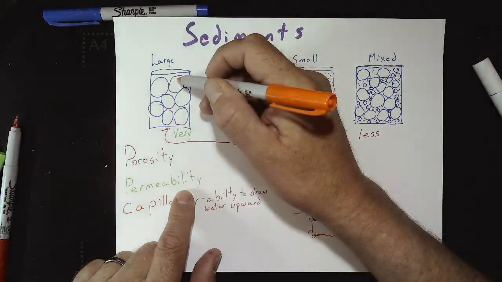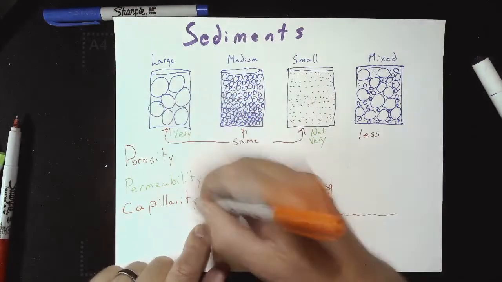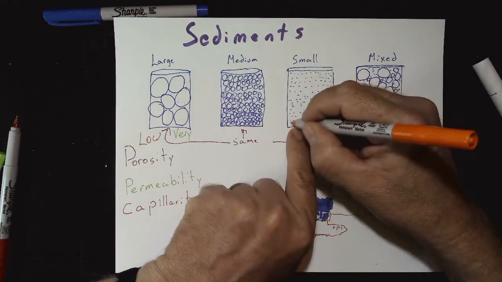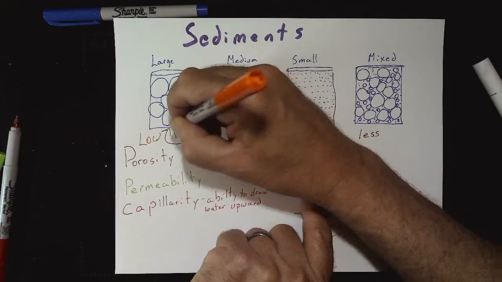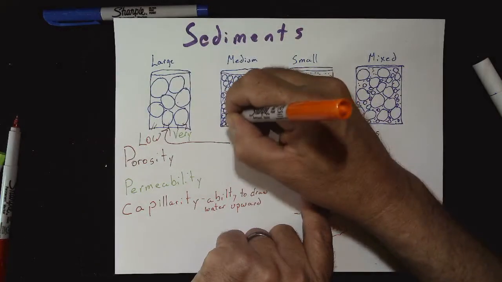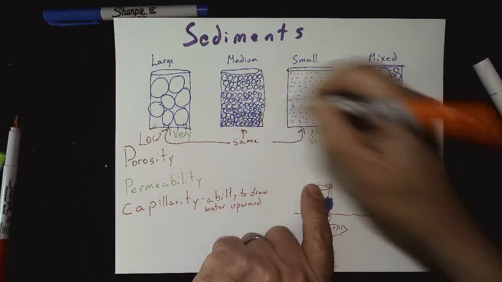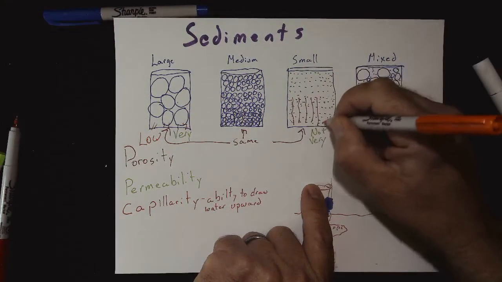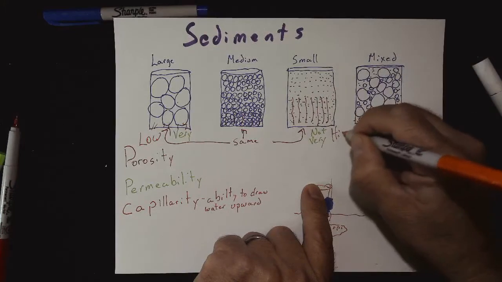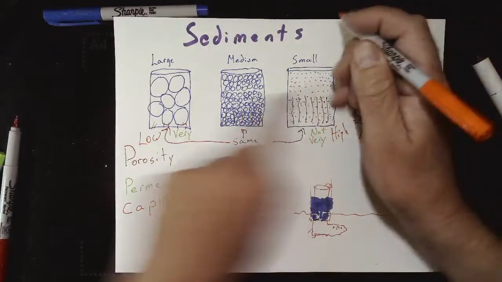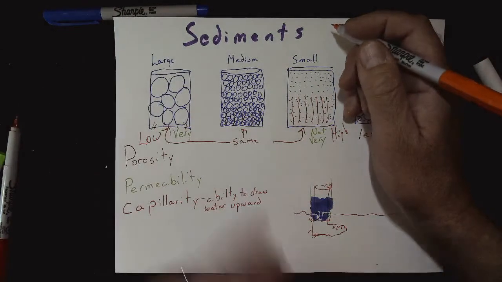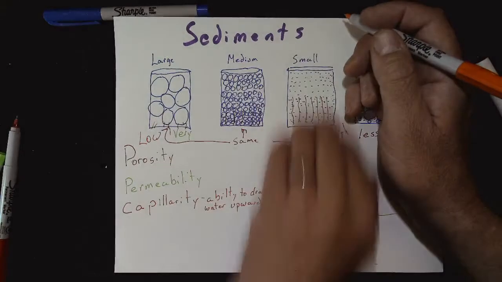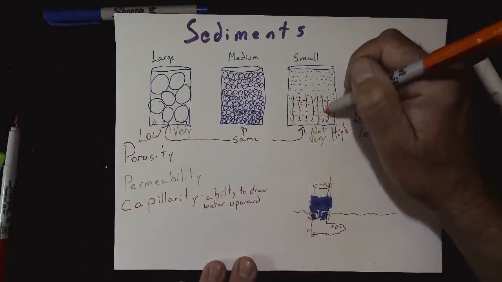So would this allow water to draw up very much? Not at all. So capillarity would be low here. Here is stickiness of water. So capillarity would barely go up here at all. It would go up here more. And here it would go way up. So capillarity works very well with small particles. So large particles, not very much capillarity. Medium seems to always be in the middle. Small has the ability to draw water way up.